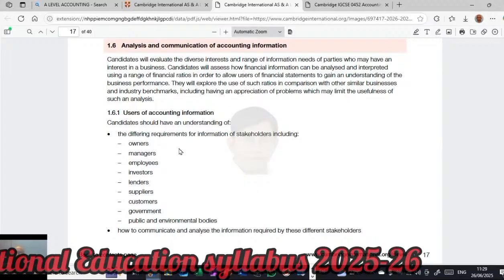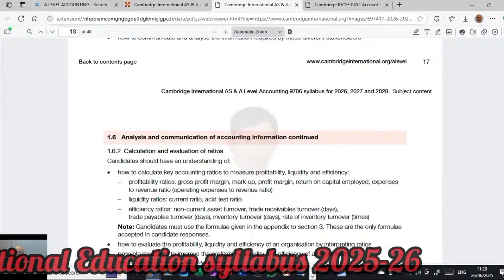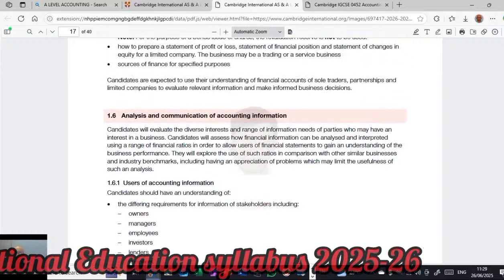What are the different requirements of owners, managers, employees, investors? Why is accounting information required by all these people? Then the stakeholders, what do we mean by stakeholders? All these things we will be learning: users of accounting information, and analysis and communication of accounting information. Then what are the various things we'll be doing here?